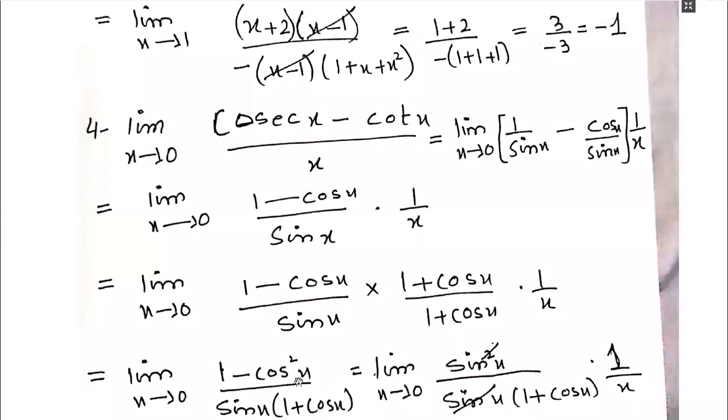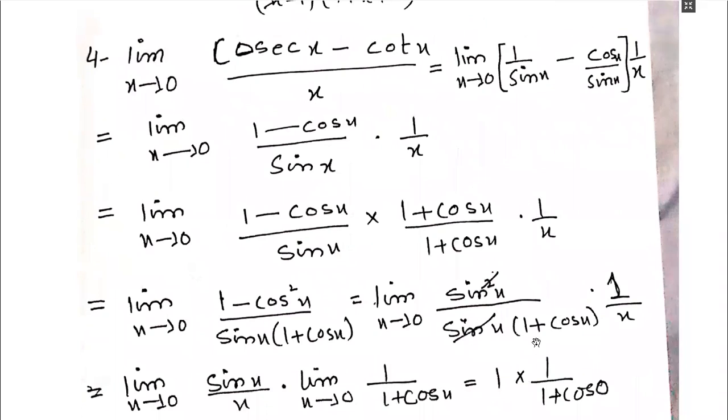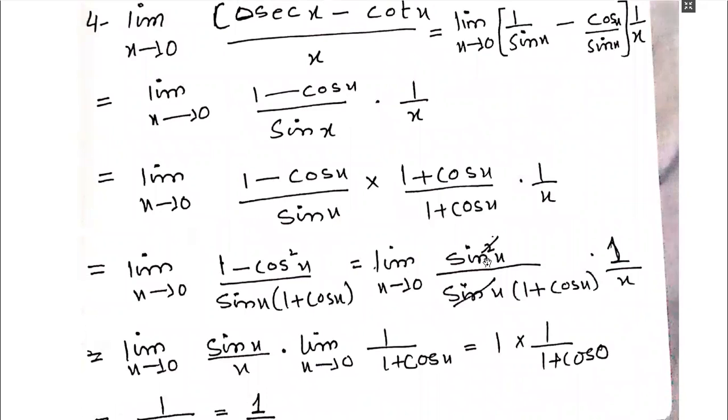Now 1 minus cos square x equals sin square x, and in the denominator sin x (1 plus cos x) into 1 upon x. One sin cancels from here, so what remains is sin x upon x, into the limit as x tends to 0 of 1 upon 1 plus cos x. We have two terms. Now apply the limit to sin x upon x into 1 upon 1 plus cos x.